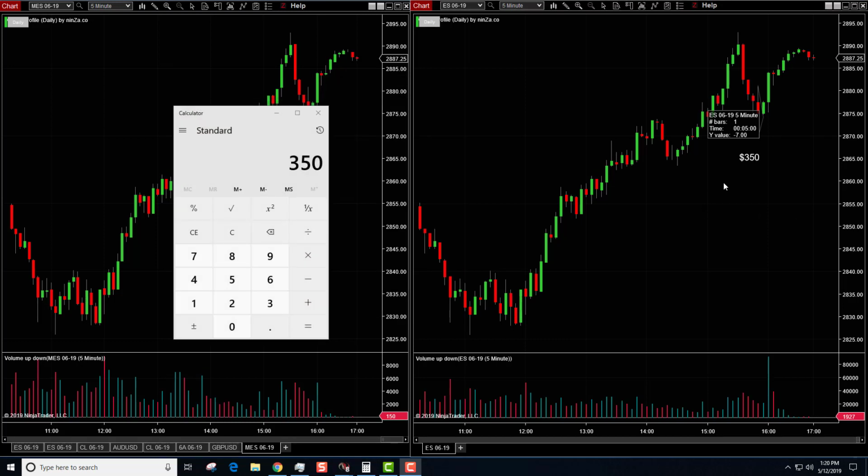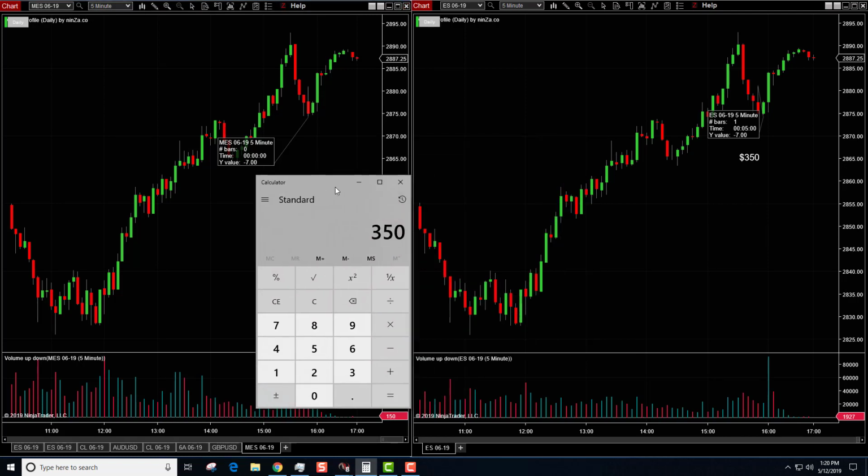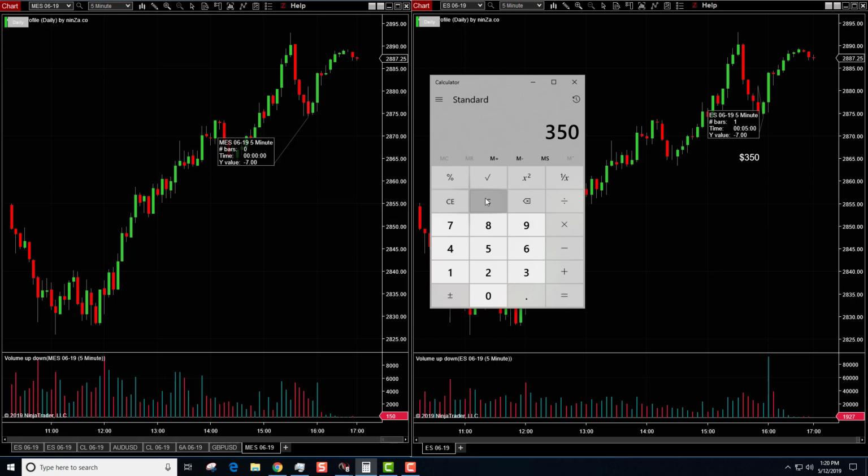All right, so that would represent $350 of risk. Now, we're going to come over and use that same example on the micro contract, right? So from here down to a low, went a little bit further on that one. That same example on the micro contract is going to be $5 per point. So in this example, we would go 7 times 5. We'd only have $35 of risk.